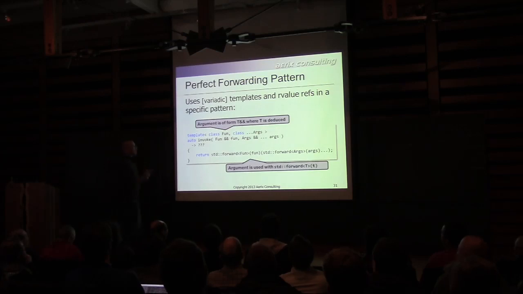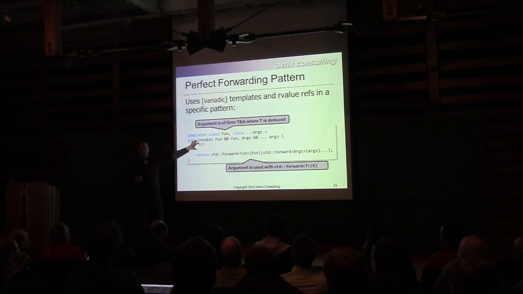Okay, now here's perfect forwarding. This is just a pattern. This is one place where it's okay to use R value references, aside from move constructors and move assignment operators. Just memorize this pattern and use it as is, okay? And put that in your back pocket.